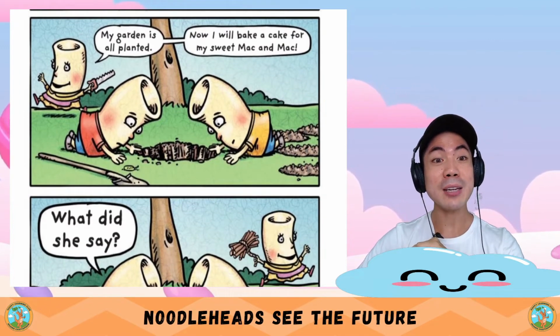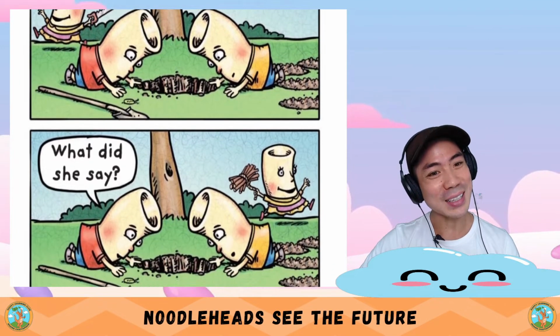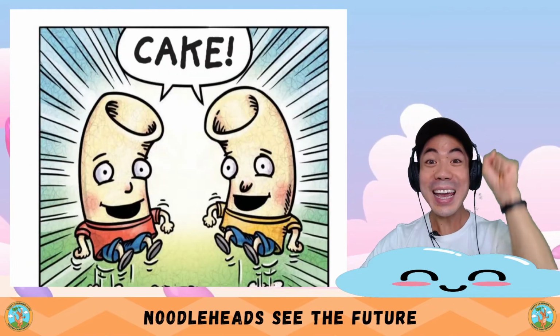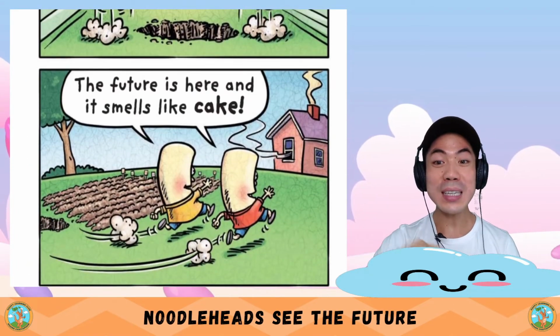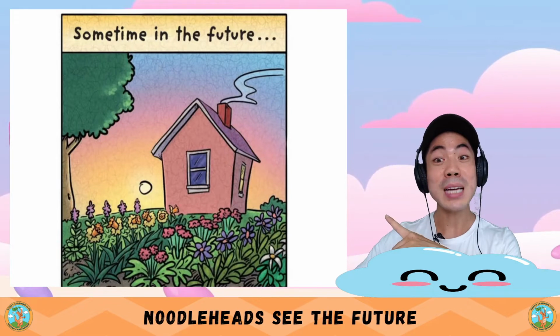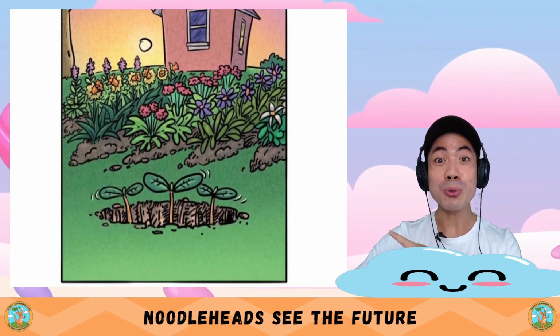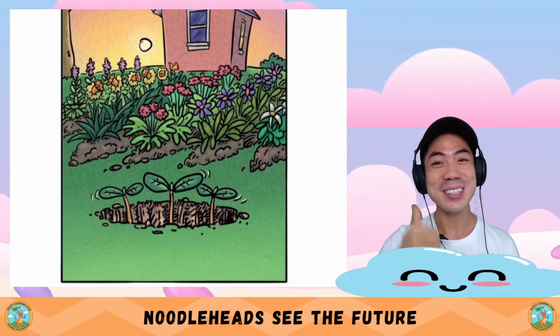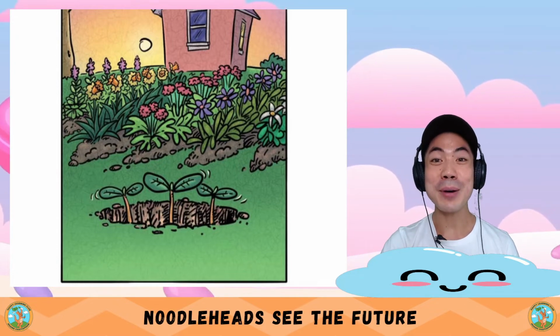Now I will bake a cake for my sweet Mac and Mac. What did she say? Cake! The future is here and it smells like cake. Sometime in the future. Ooh, the firewood is growing too. How cute.